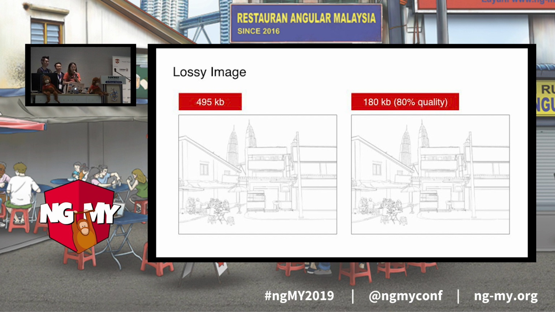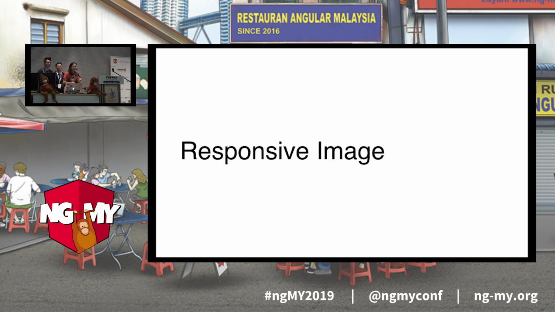I'll give you an example. So in our page, the first background image that you see, before we do some compression, is 495 KB. But after we reduce the picture quality to 80%, it's only 180 KB. So it's much smaller, but you don't really see a very big difference, and we are okay with that. So you can try that out.